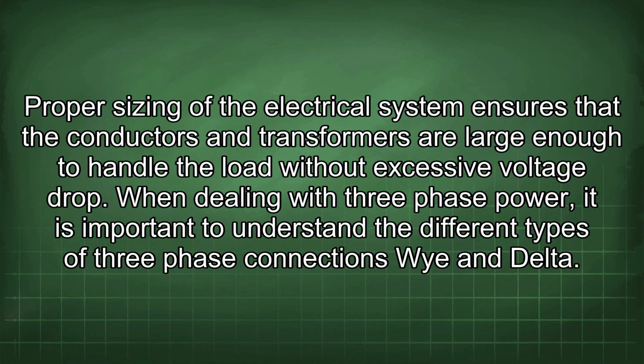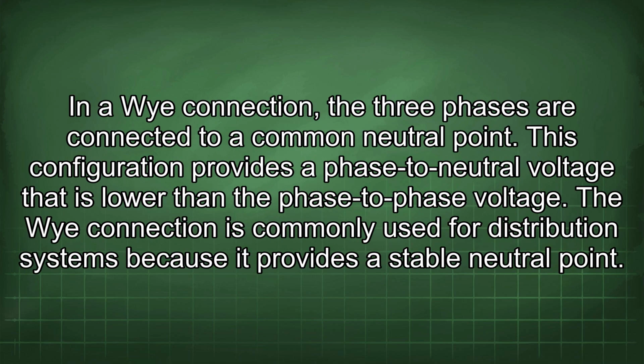Proper sizing of the electrical system ensures that the conductors and transformers are large enough to handle the load without excessive voltage drop. When dealing with three-phase power, it is important to understand the different types of three-phase connections: Y and delta. In a Y connection, the three phases are connected to a common neutral point. This configuration provides a phase-to-neutral voltage that is lower than the phase-to-phase voltage. The Y connection is commonly used for distribution systems because it provides a stable neutral point.